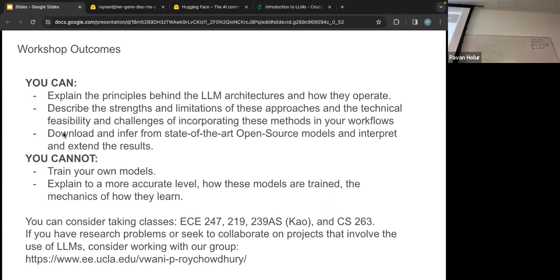What you still cannot do is train your own models. I think you're very nearly there, but not quite yet. Also, you cannot explain to a more accurate level how, for example, attention is done in the internal mechanics of the model. If you want to learn more about these models, you can refer to any of these courses. I'm sure there are more in statistics and math that will give you more information about transformer models. You can also consider working with our group. That's our PI's website.